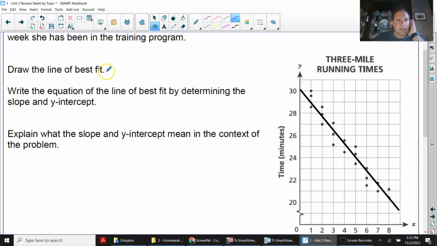Now that's what they're saying. So draw the line of best fit. We're done. Write the equation. So we need the M and the B. So my B right away is 30. But I need 2 points. So I'm going to use that 30, and I'm going to use this.